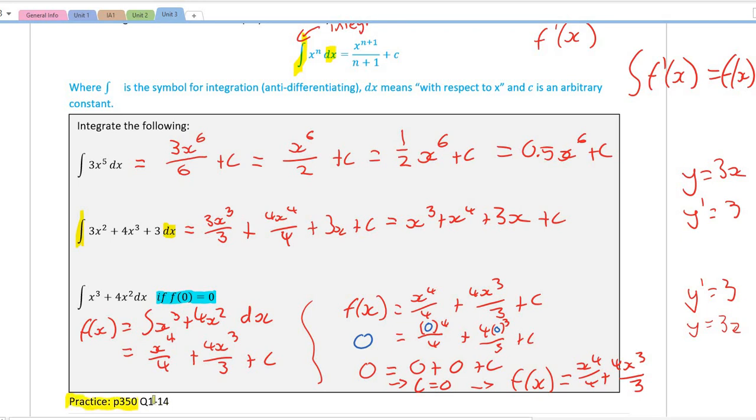Does that make sense, guys? Is that a pretty alright process to follow? Yep. Any questions before I get you to have a go at these textbook problems?